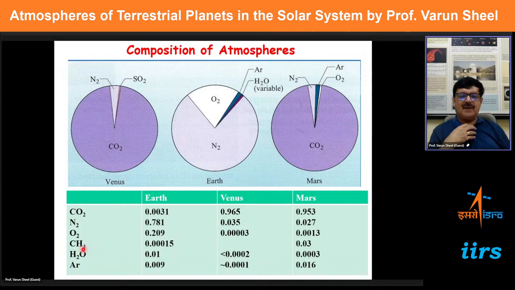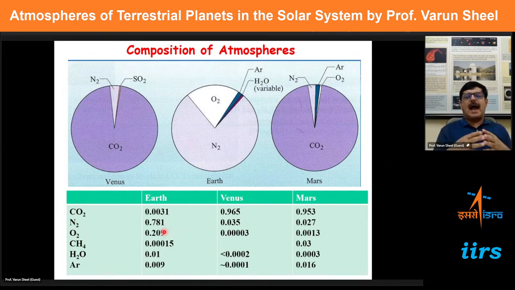And if you see, for example, for Earth, just to give you an example, the CO2 is very small compared to the overall composition. But you know the way it is impacting, especially in terms of global warming. So this, as I said, when we talk of atmospheres, the first thing you would like to know is what is its composition. And this is what is there for the terrestrial planets.